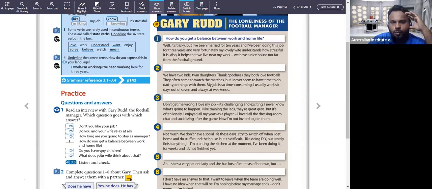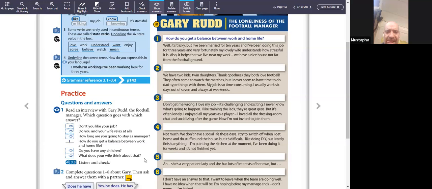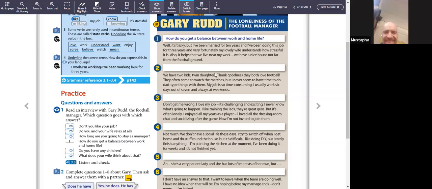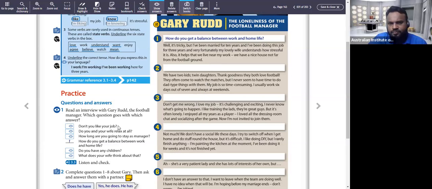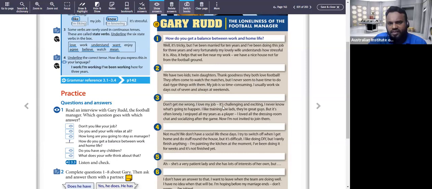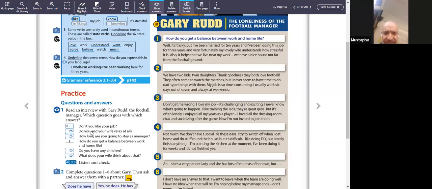Let's go through this and see which one goes. Do you and your wife relax at all? How long are you going to stay as a manager? How do you get your balance between work and home life? Do you have any children? What does your wife think about that? So try one by one, maybe. Don't you like your job? See, number 3. Don't get me wrong. I love my job. It's challenging and exciting. Right? So it would be 3.